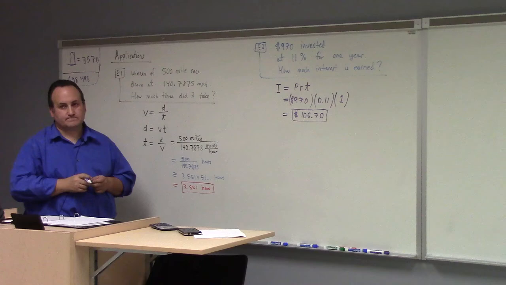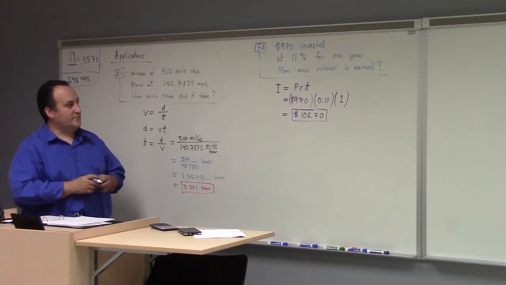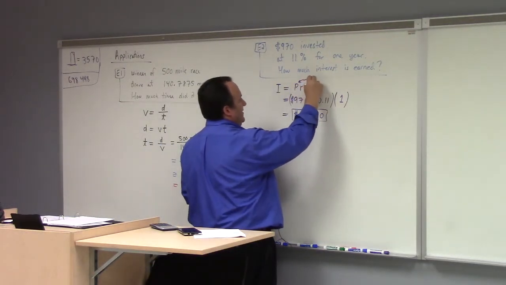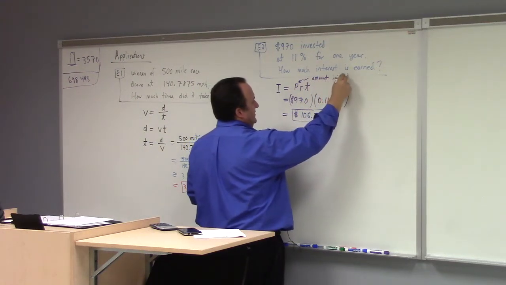Right. Yep. So that's principal times rate times time? Yeah, principal times rate times time. Principal is the amount initially invested.